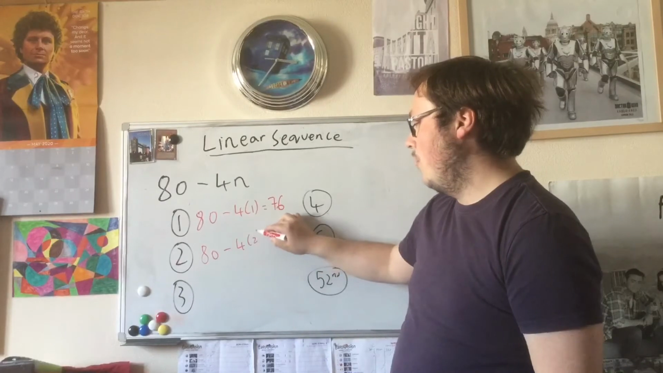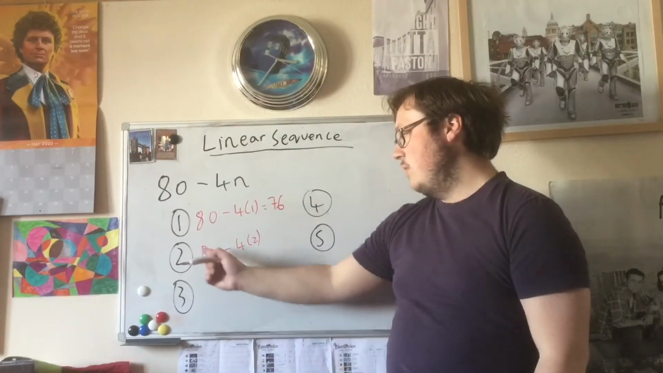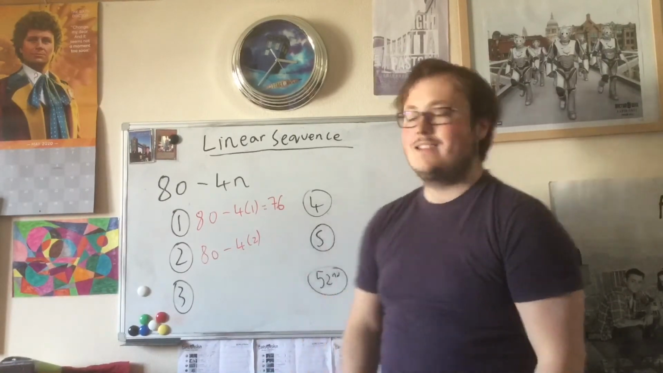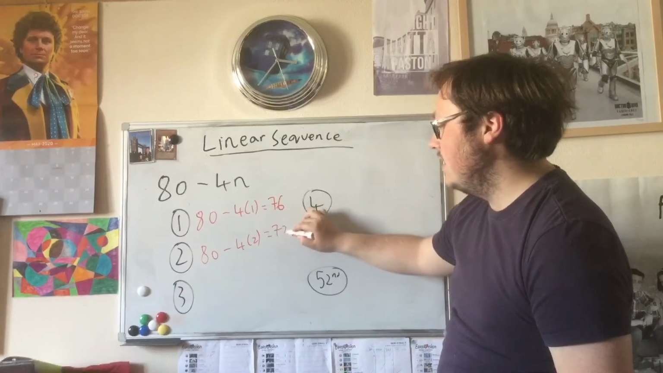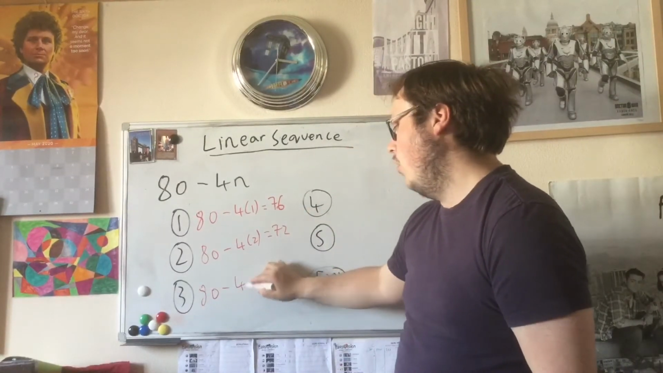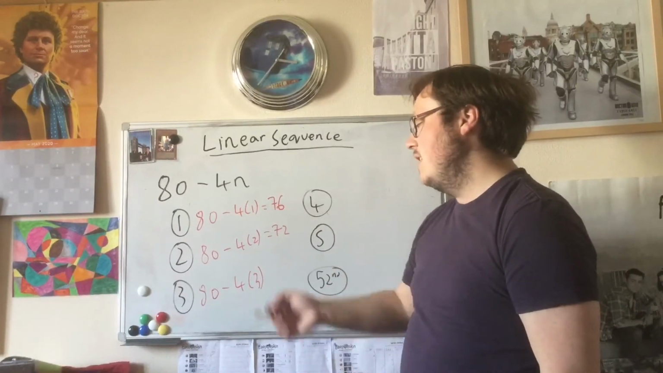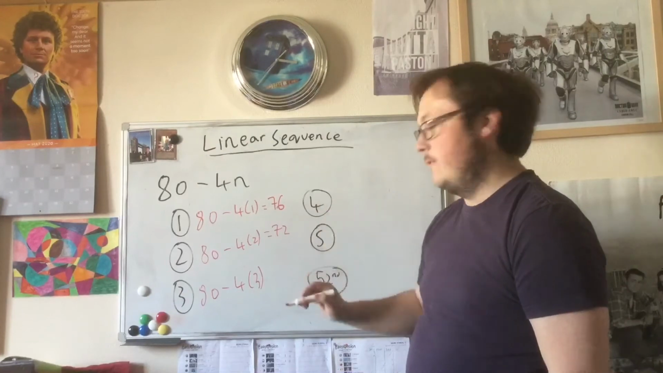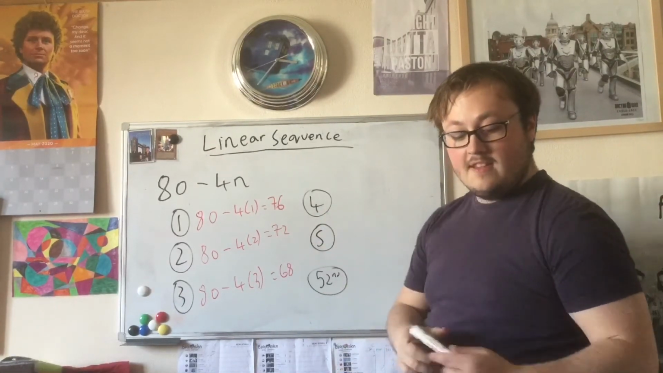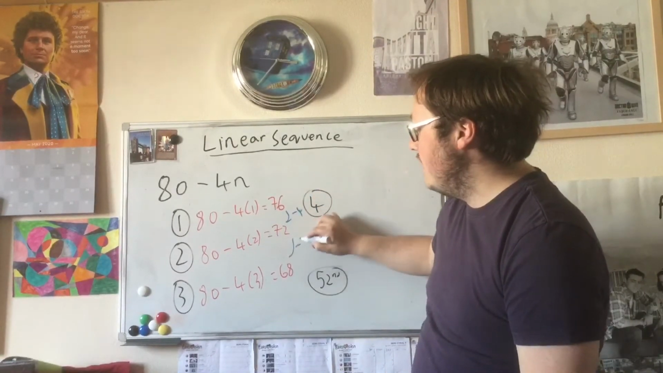Next one, we have 80, take away 4, but we're timesing that negative 4 by 2. So negative 4 times 2 is negative 8. So it's 80, take away 8. That becomes 72. Next one, 80 take away 4 times 3. We're timesing that negative 4 by 3. So it becomes 80 minus 12. And that becomes 68. Have you noticed by now that the sequence is decreasing by 4 every time?